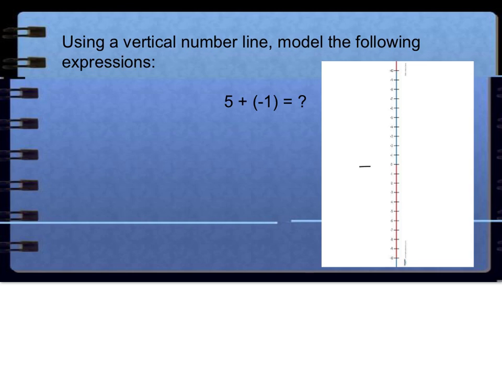So as always, we're going to start at 0. Our first vector has to represent a 5. So 5 tells us how many spaces, and the positive tells us which direction. So I'm going to move up 1, 2, 3, 4, 5. And then our second vector, the 1 tells us how many spaces, the negative tells us which direction. So I'm going to move 1 down, and my answer is 4.